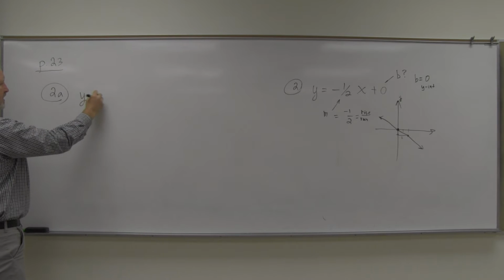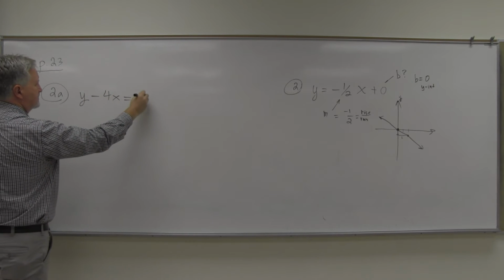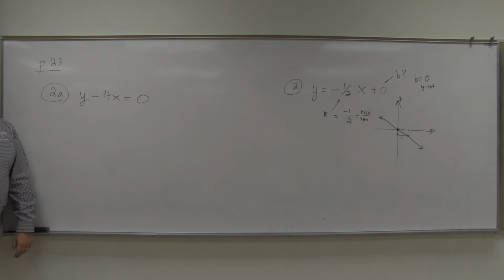Y minus 4x equals 0. Y minus 4x. So, like I said, there's other ways of doing this, but if I want to use the same method that I've been using in these previous examples, last 3 examples here, the problem here is this is not in y equals mx plus b form.